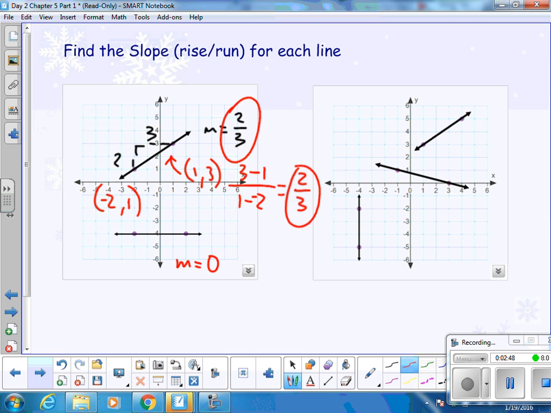This line right here, my slope equals 0. This line up here, my slope equals 2/3. Right here, my slope equals the negative slope, -1/4. And right here, my slope is undefined.